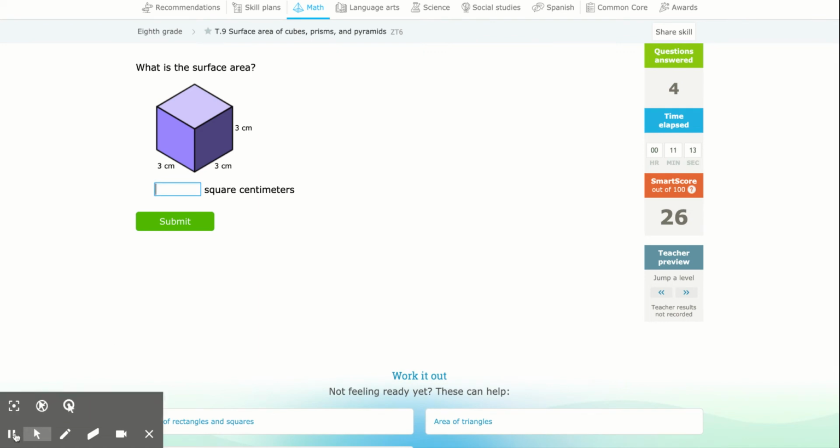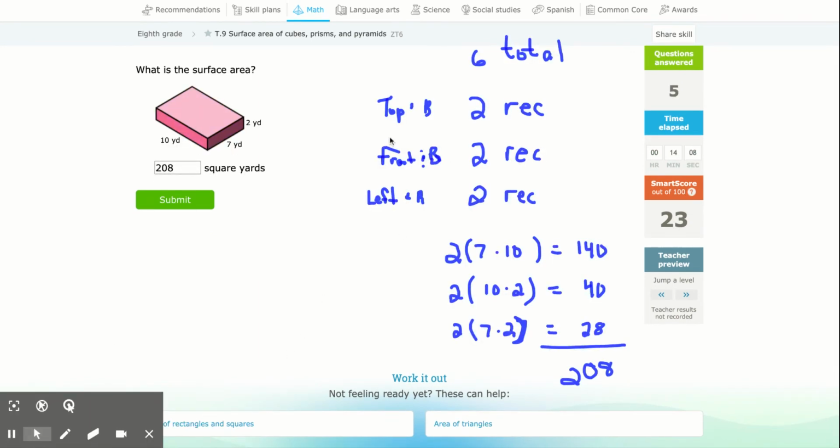Again, a square, we'll just skip this one. In this prism, there are actually 6 total sides, but there are 2 rectangles of one size, which is the top and the bottom, 2 rectangles of a different size, which I consider the front and the back, and 2 rectangles of a third size, which is the left and the right.